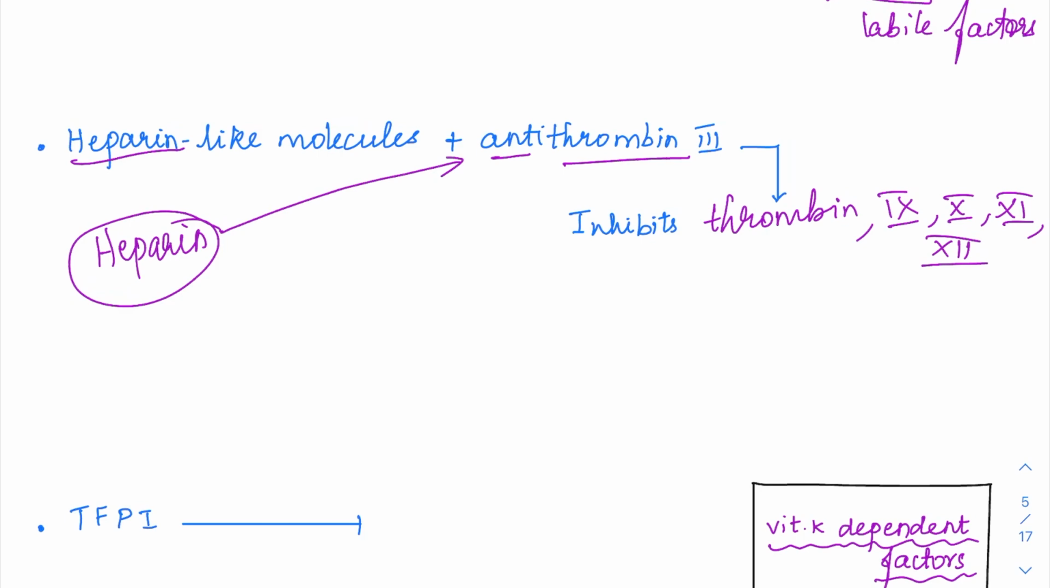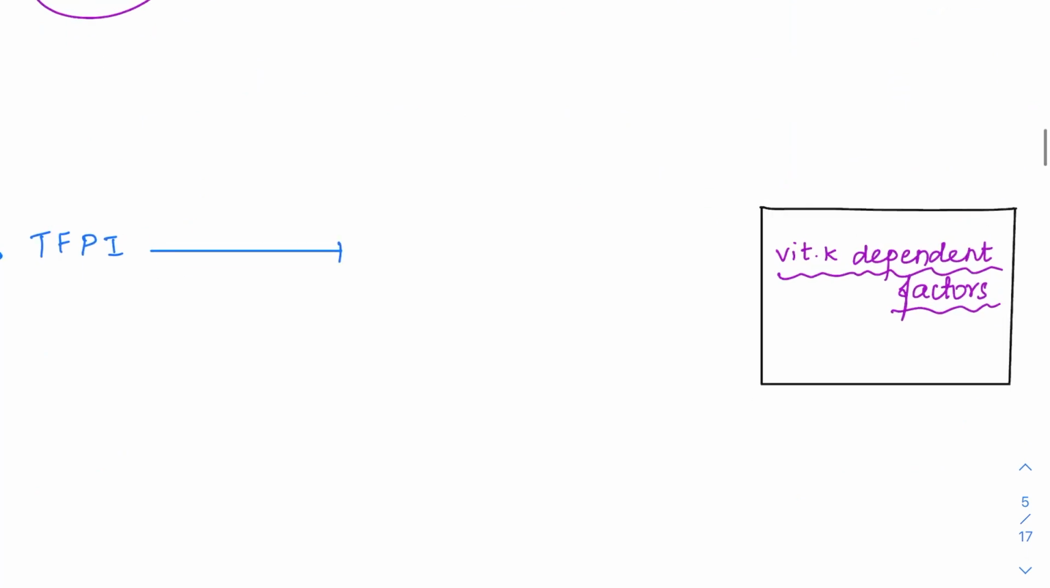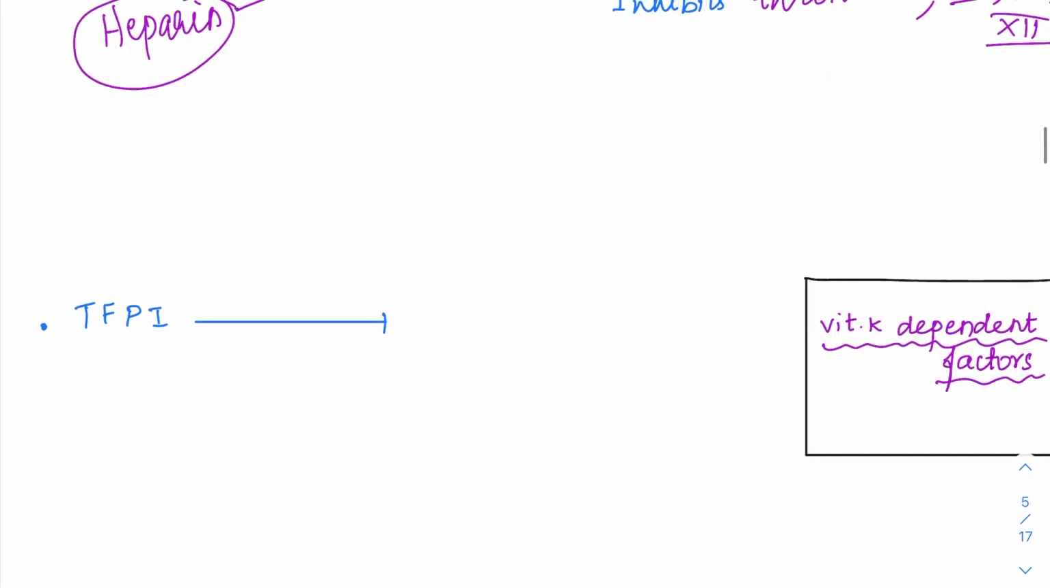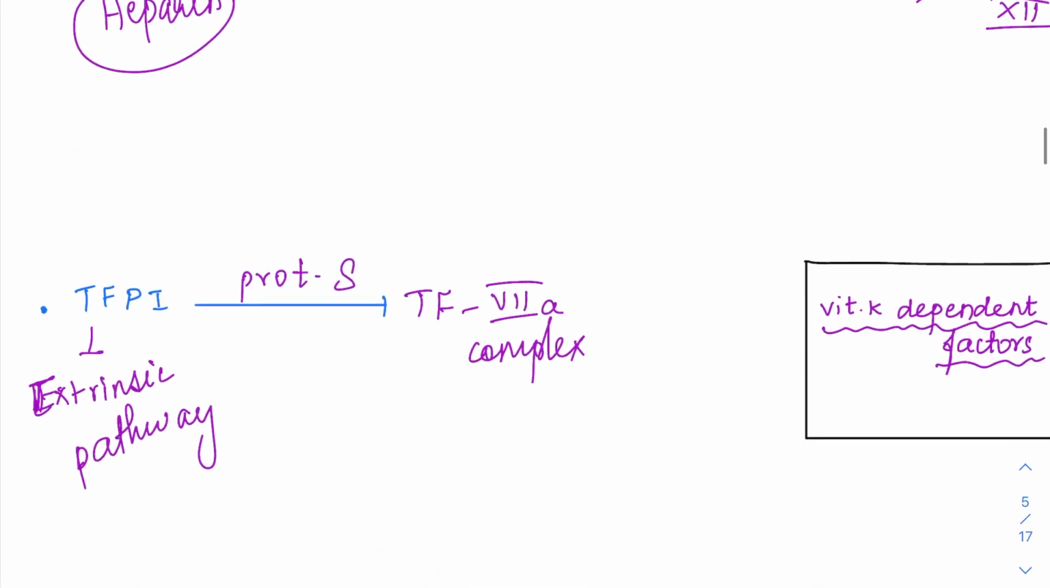Then, the third mechanism of anticoagulation is the tissue factor pathway inhibitor. As the name suggests, it is going to inhibit the extrinsic pathway. It needs a cofactor, which is protein S, and it inhibits the tissue factor 7A complex. So, these three are the anticoagulant mechanisms.